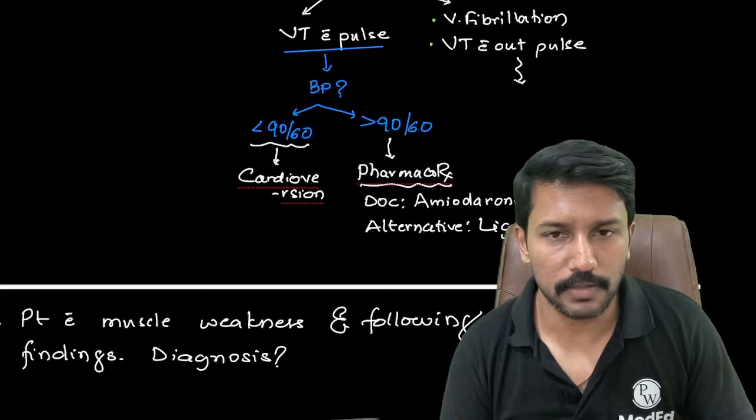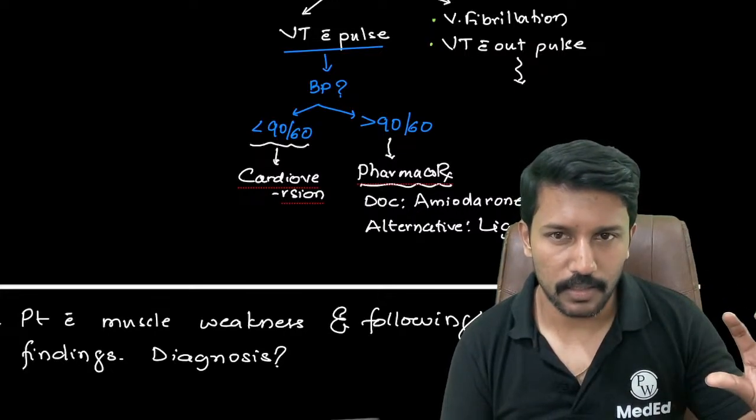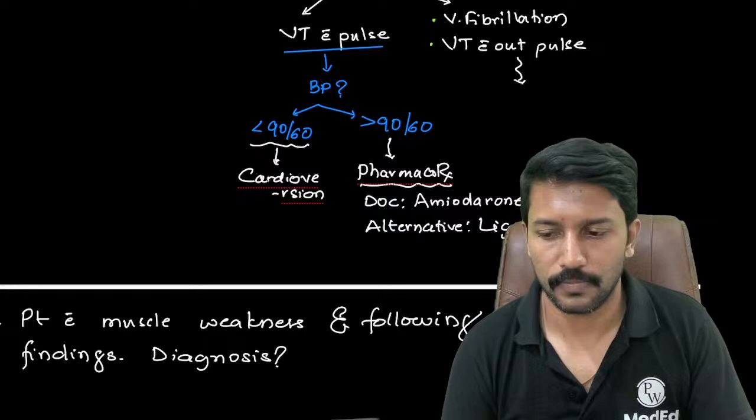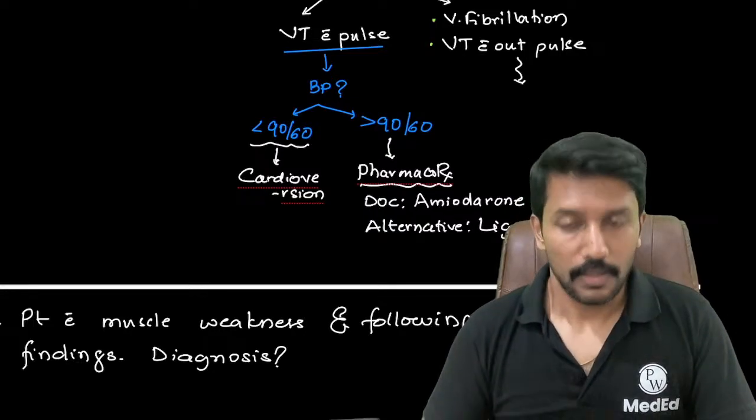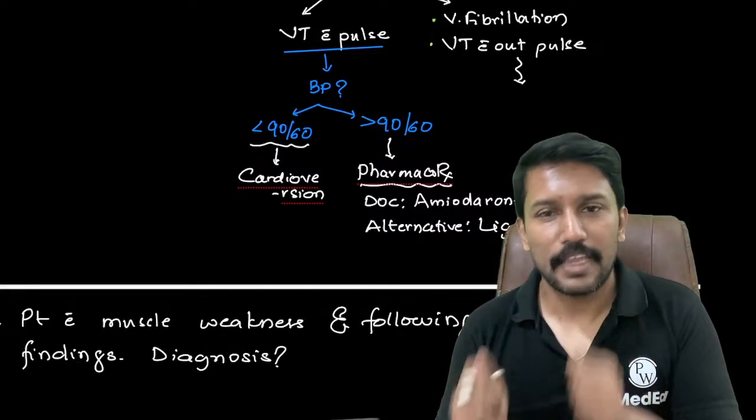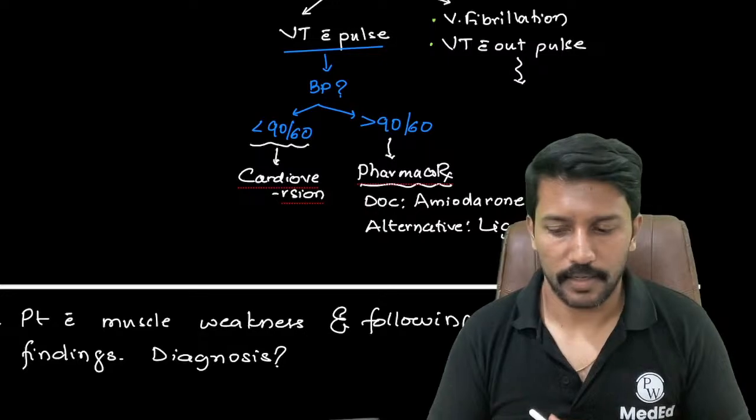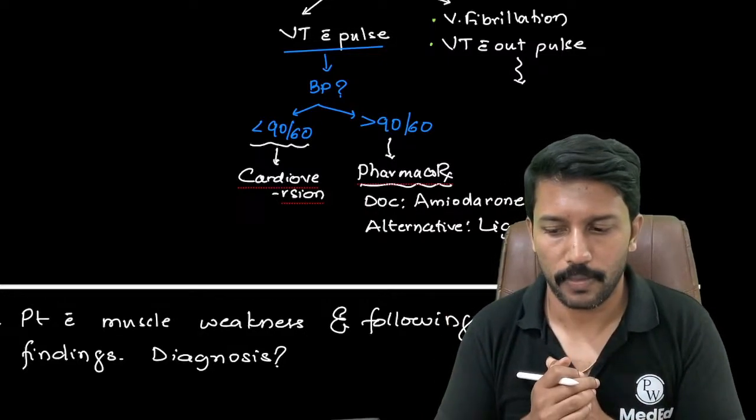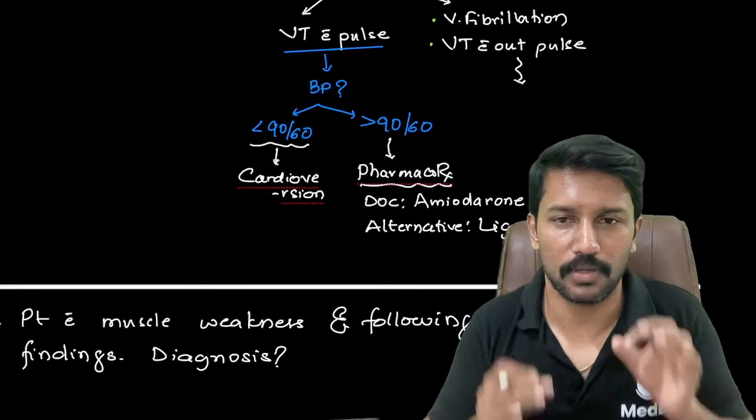If I have a patient with VT without pulse or ventricular fibrillation, the treatment of choice is defibrillation. Absolutely right. We have to shock. The treatment of choice is defibrillation. But what is the first step or the next best step?